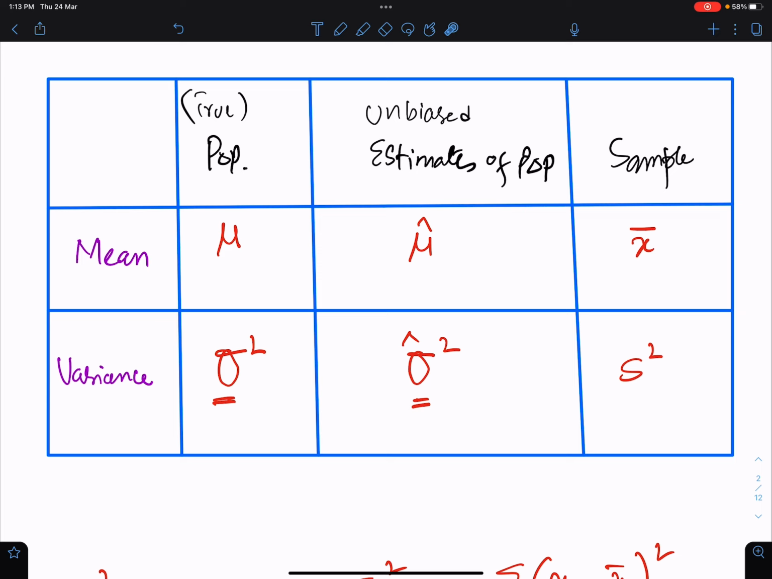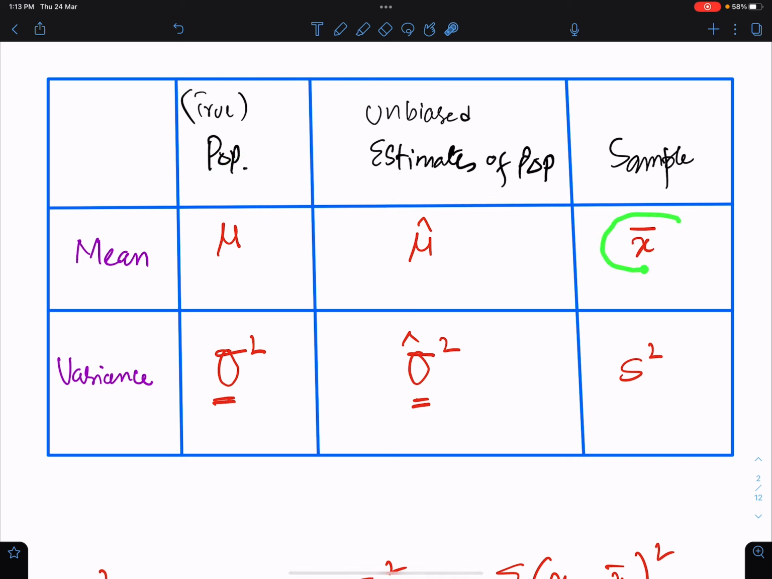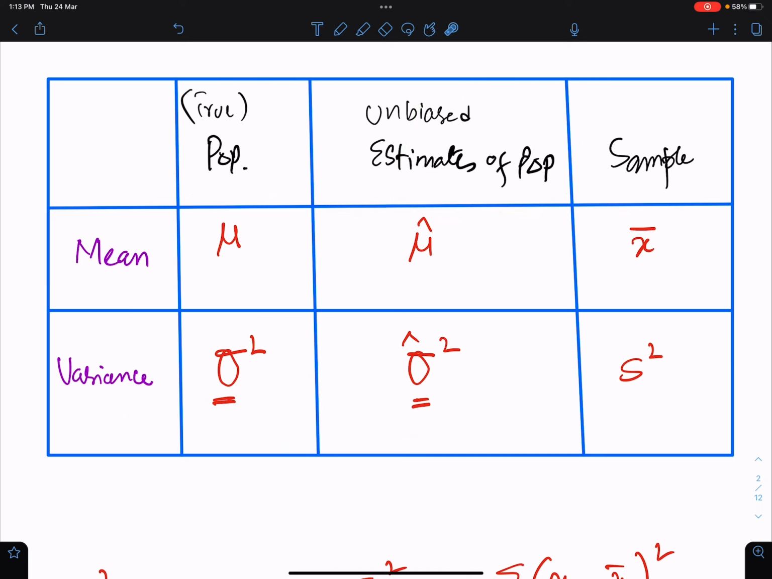Some important notations which are used in sampling. Mu means the true population mean, whereas mu cap means the unbiased estimate of population mean, and x bar means the sample mean. Sigma square means the true population variance, whereas sigma cap square means the unbiased estimate of population variance, and S square means the sample variance.